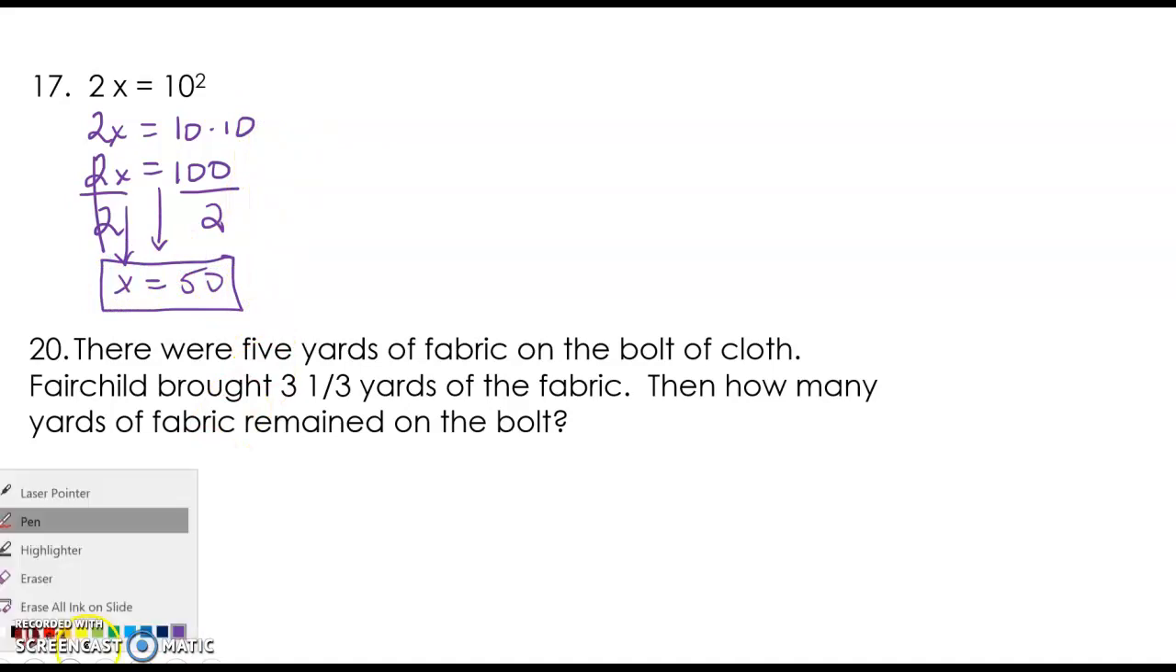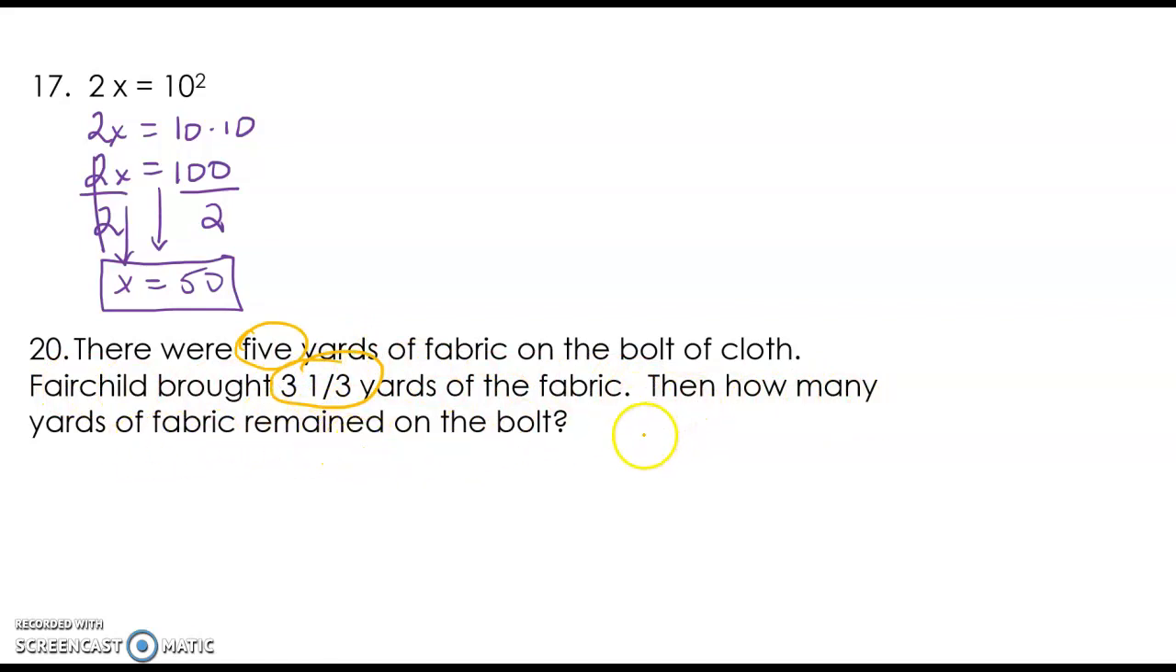Let's change colors. Okay. There were 5 yards of fabric on the bolt of cloth. Fairchild bought 3 1/3 yards of fabric. Then how many yards of fabric remained on the bolt? So I have 5 minus 3 1/3.